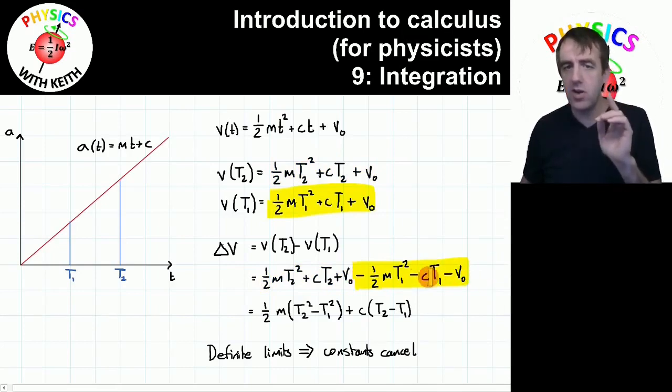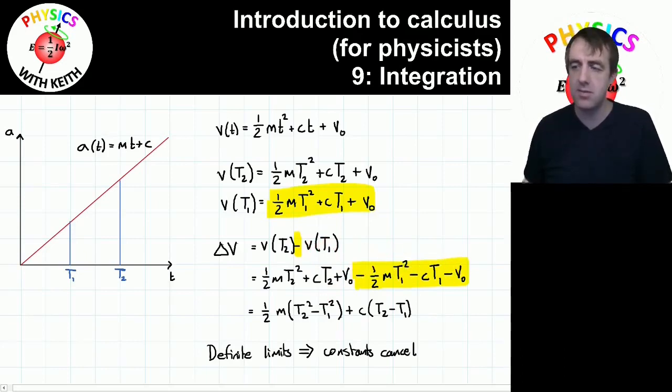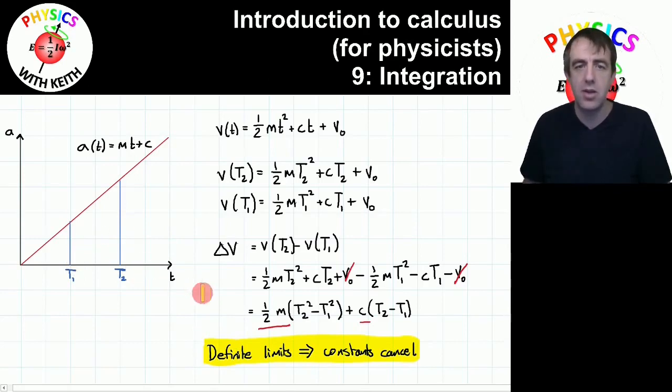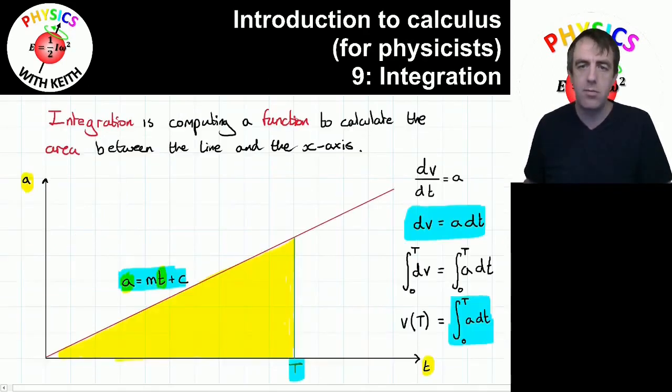And just be careful of those signs, because I'm subtracting this velocity. All of these are minuses. Now what you can see is this v0 cancels out. And if we just simplify this expression, we can factor out the half m and the c, and we're left with this. So the key thing here to remember is that when you have definite limits on your integration from some number to another, those constants cancel. And you represent those limits by using the numbers or letters here and here on your integration.